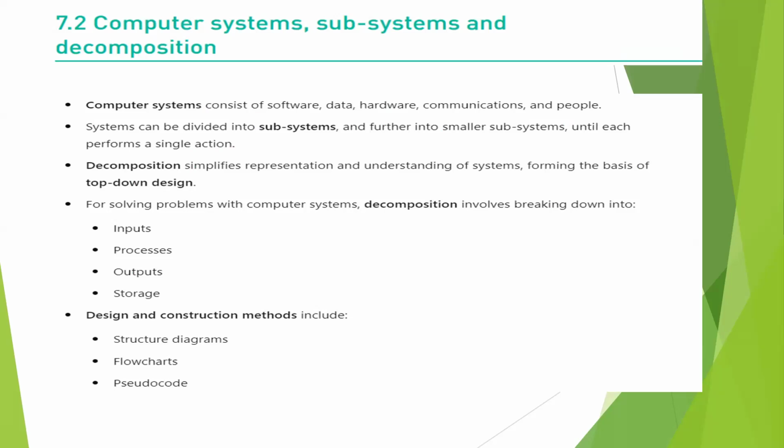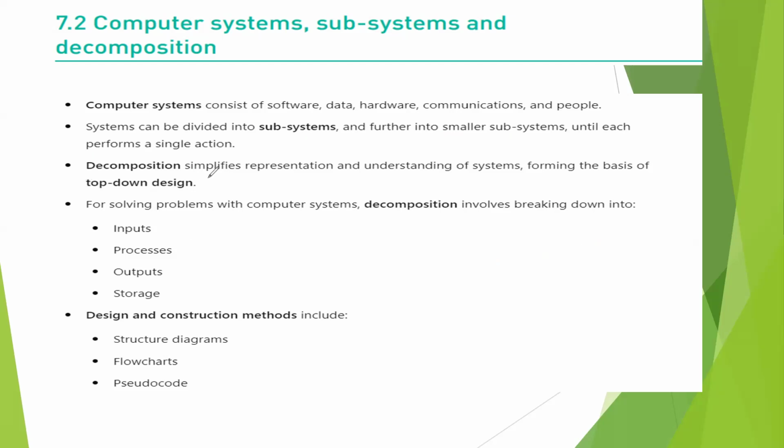Now see here, computer system, subsystem, and decomposition. A computer system consists of software, data, hardware, communication, and people. A system can be divided into subsystems and further into smaller subsystems until each performs a single action. Like I told you, bold performs only the bold activity, italic performs only the italic activity, underline performs only underline. We are using MS Word, so there are a lot of commands. Each command performs one task at a time and is reusable. This is called a procedure and function.